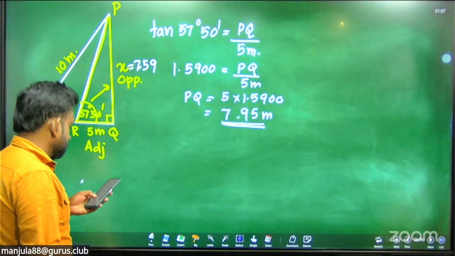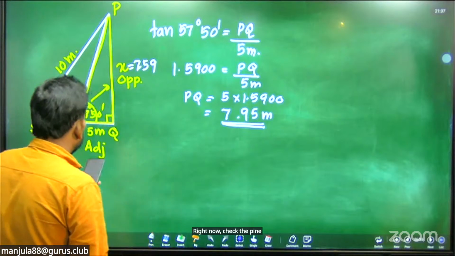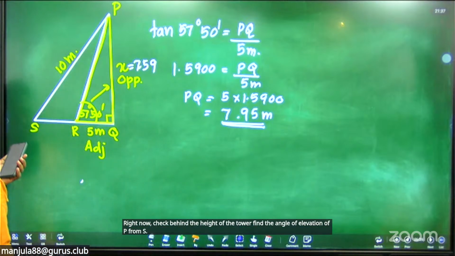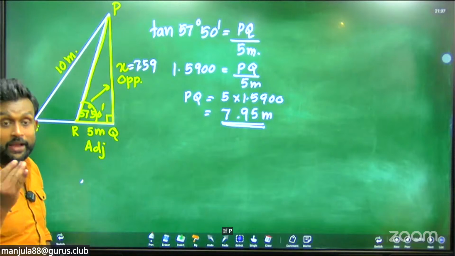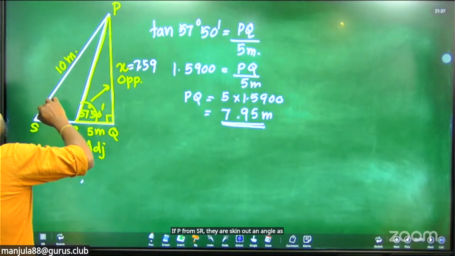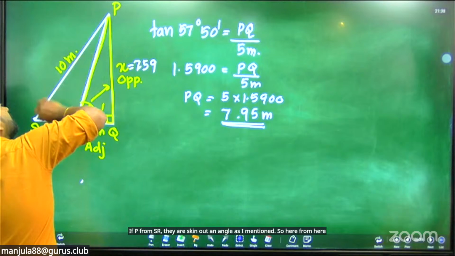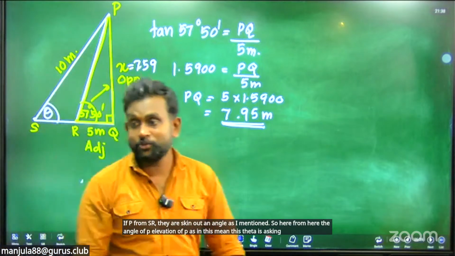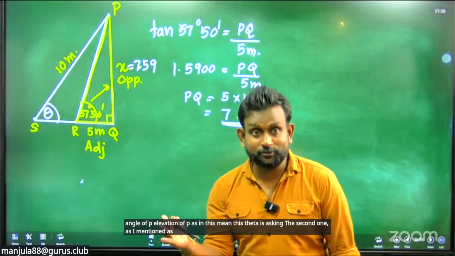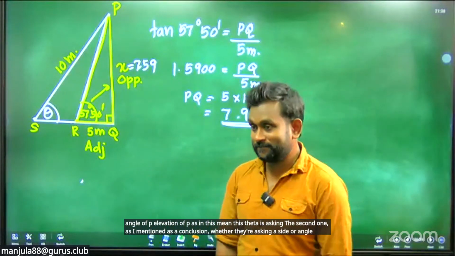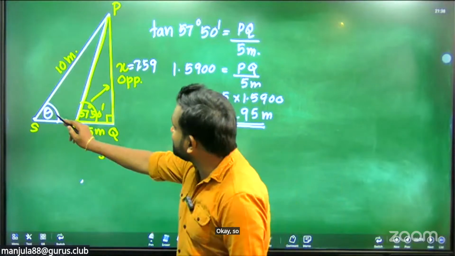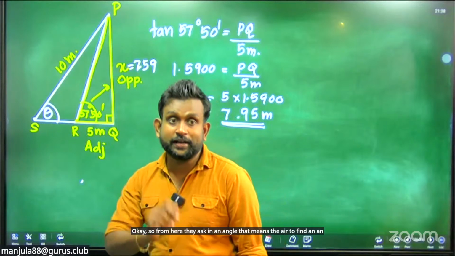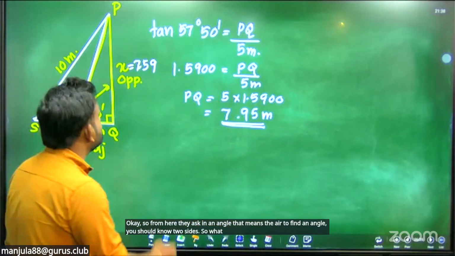Right, now check. We found the height of the tower. Now find the angle of elevation of P from S. For P from S, they are now asking for an angle. So from here, the angle of elevation of P is asked, which means this theta is asked. As I mentioned as a conclusion, check whether they are asking for a side or an angle. Here they are asking for an angle. That means to find an angle, you should know two sides. So what are the two sides you consider now?